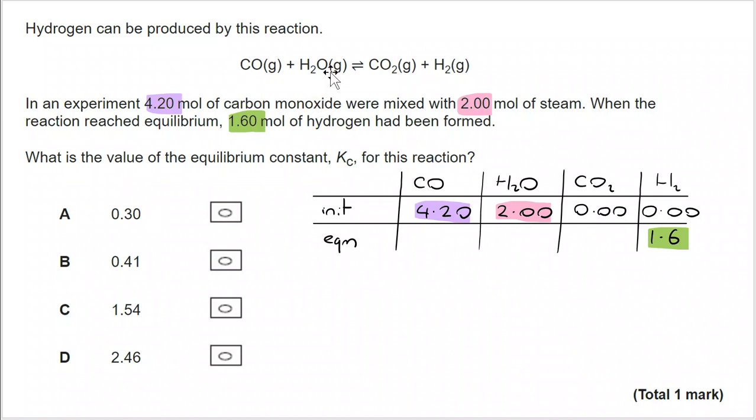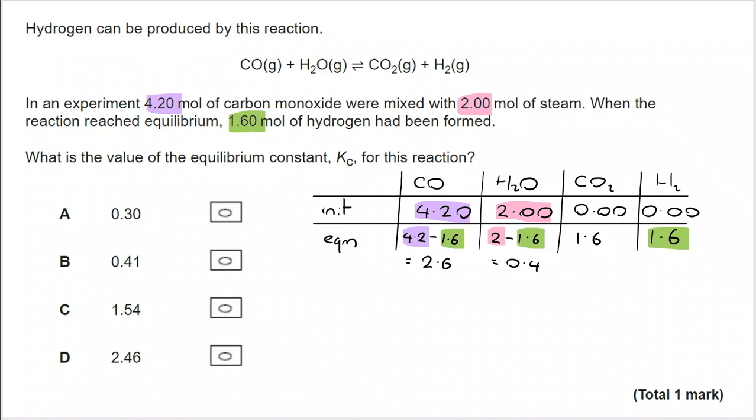Well, quite handily, these are all 1 to 1 to 1 to 1 ratios. So if I'm making 1.6 moles of hydrogen, I need to use 1.6 moles of carbon monoxide. So my equilibrium moles will be 4.2, take away that 1.6, I have 2.6. I do the same thing with my water. 2, take away the 1.6 because it's a 1 to 1 ratio, giving me 0.4 moles. And because the ratio of the product is 1 to 1, if I make 1.6 moles of H2, I'm also making 1.6 moles of CO2.